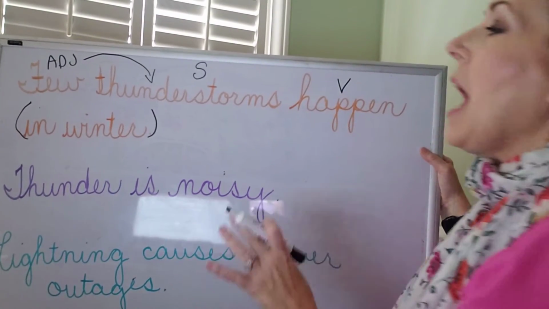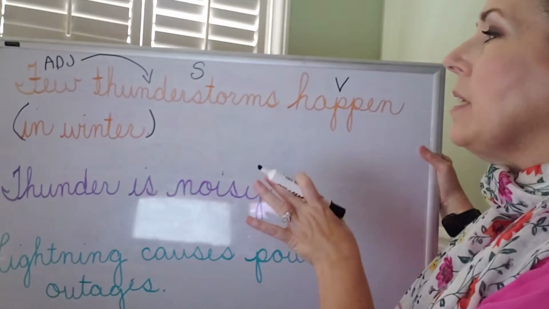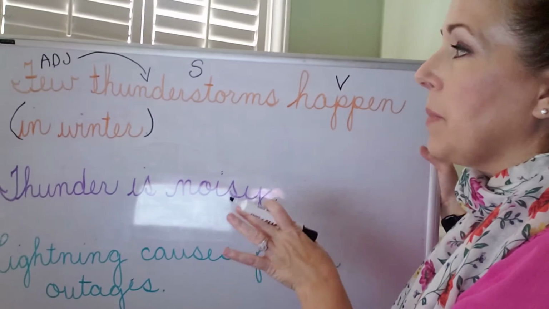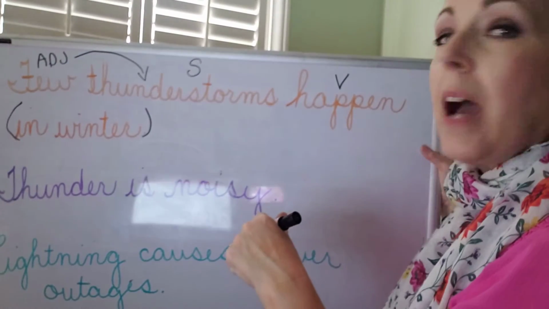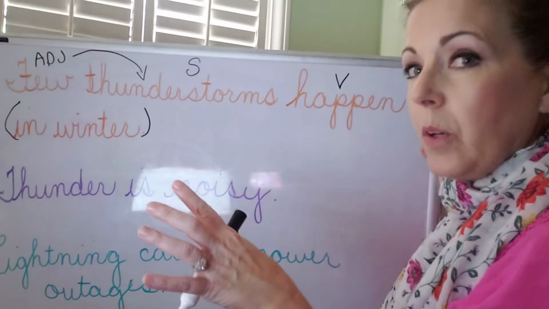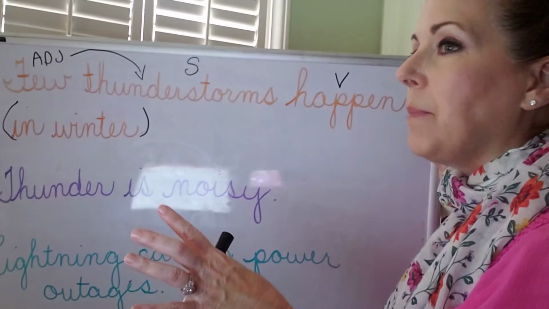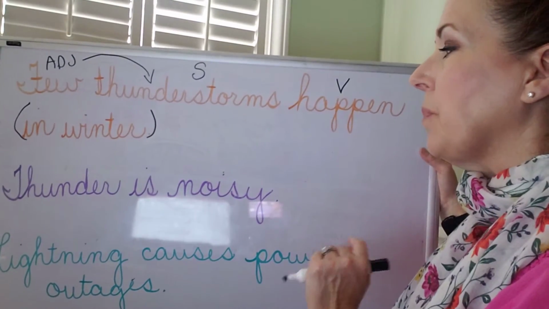So let's look at our next sentence. Oh, before we go on, let's remind ourselves, where did the adjective come in this sentence? Did it come before the noun or pronoun that it described, or did it come after? That's right, it came before. Most adjectives will come before the word they describe, but not always, which brings us to sentence number 2.